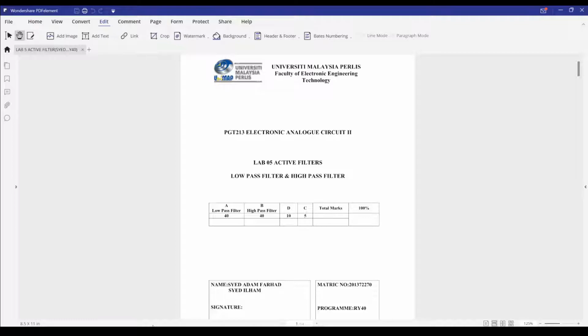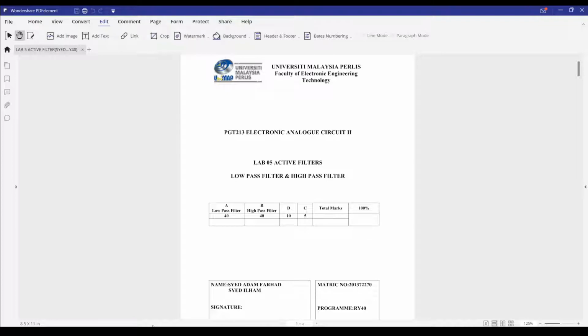So today I'll be presenting about Lab 5 active filters. So let's learn about active filters. For filters, we actually have two types of filters, which we call active filter and passive filter.